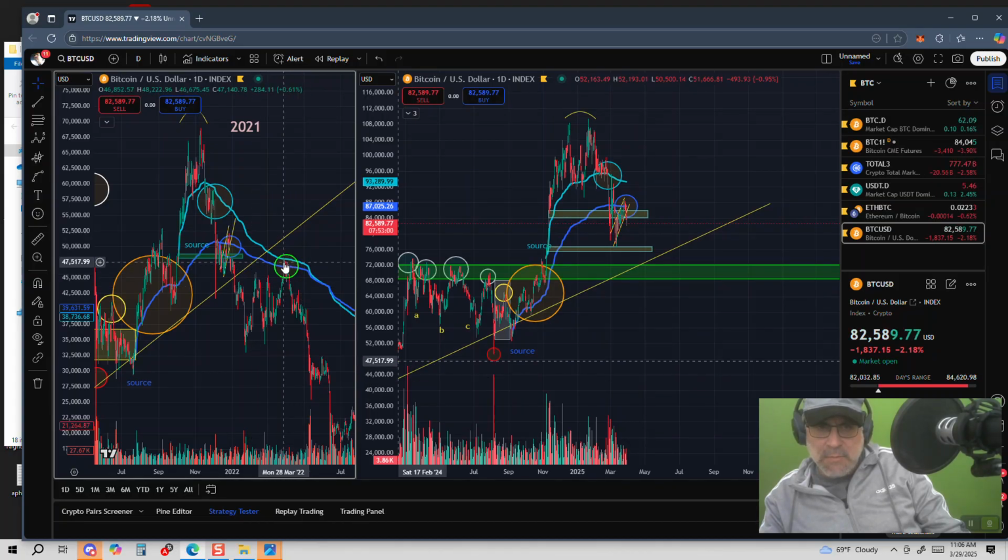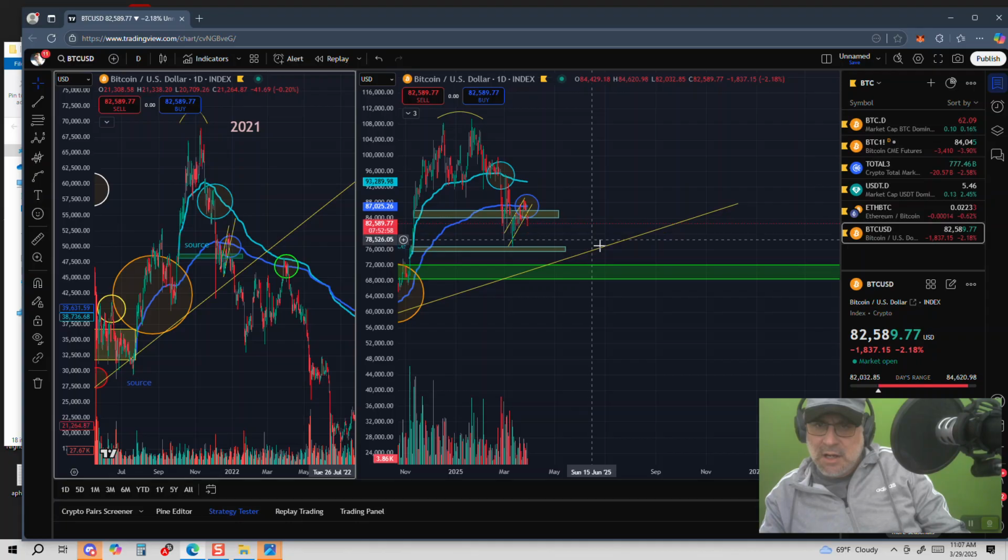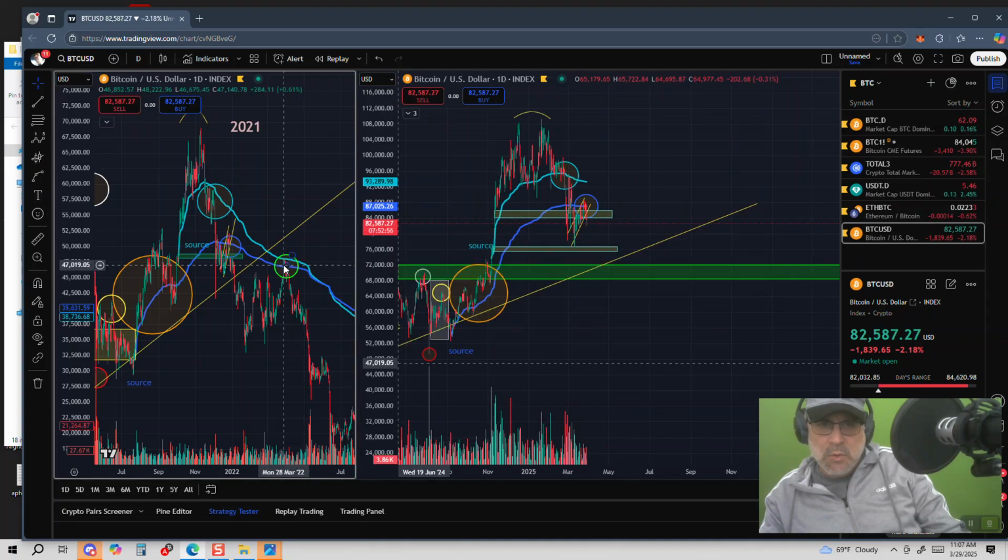That will be where maybe we would see, probably somewhere here, if this is going to be a redistribution like it proved to be in 2021, a final UTAD or a final big bull trap on low demand. See the low demand here? And that's going to signal doom.